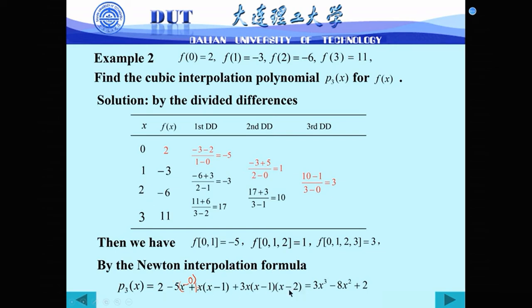Of course, you can obtain the result. It is 3x cubic minus 8x square plus 2. So now you see, we use the table, so it is easy to compute. By the divided difference table, we can obtain the Newton interpolation formula. Of course, you can check using the Lagrange interpolation polynomial. At last, you will obtain the same result, by the uniqueness. I hope you can practice both using the Lagrange interpolation basis.